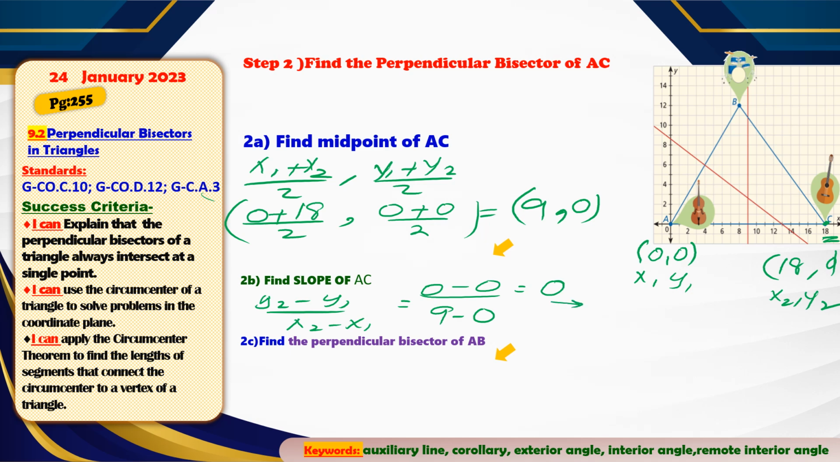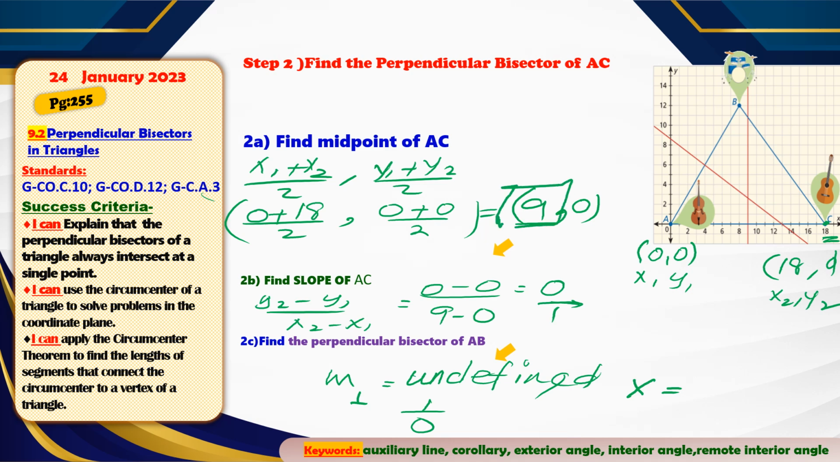Now I know that if the slope of a line is 0, then the slope of the perpendicular line will be undefined. Why undefined? Look at the logic: 0 divided by 1, if you flip it, it will give you 1 over 0, and 1 over 0 will give you a math error, right? So it would be undefined. If the slope is undefined, the equation of the line is x equals this point, x equals 9. So we have the x value of the circumcenter.